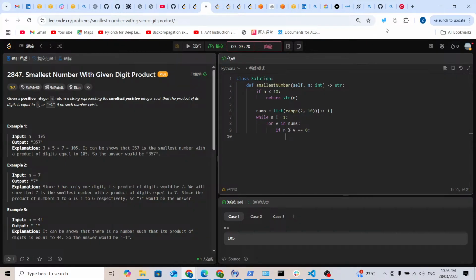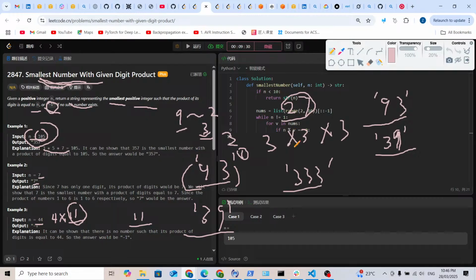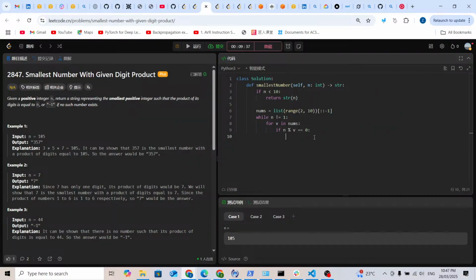So for example, for 27 modular 9, it is possible because 27 modular 9 is 0, so we can update the number n. So this n is going to be divided by v. But here it's not only once. If that is possible, we're going to check many times. So while n modular v equal to 0, we're going to calculate it. So n is going to be divided by v.